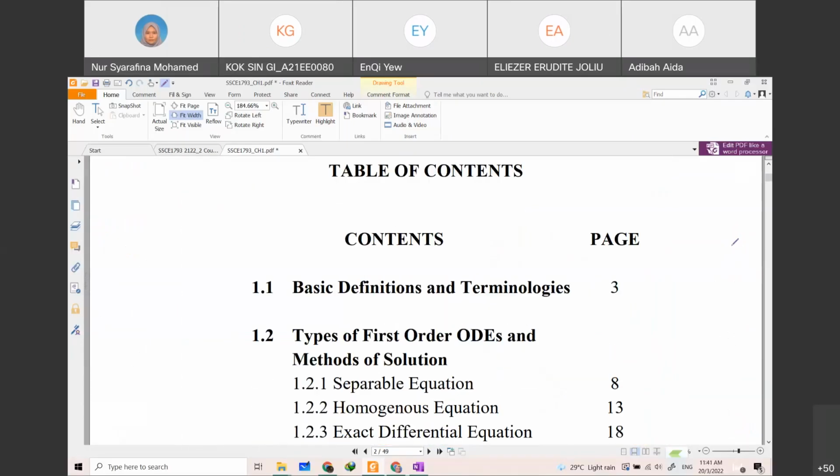Okay, so in this first chapter, we're going to discuss the basic definitions and terminologies. What are the basic terminologies that we're going to use in differential equations? Then we're going to proceed with types of first order ordinary differential equations, and how we can solve the ordinary differential equation.